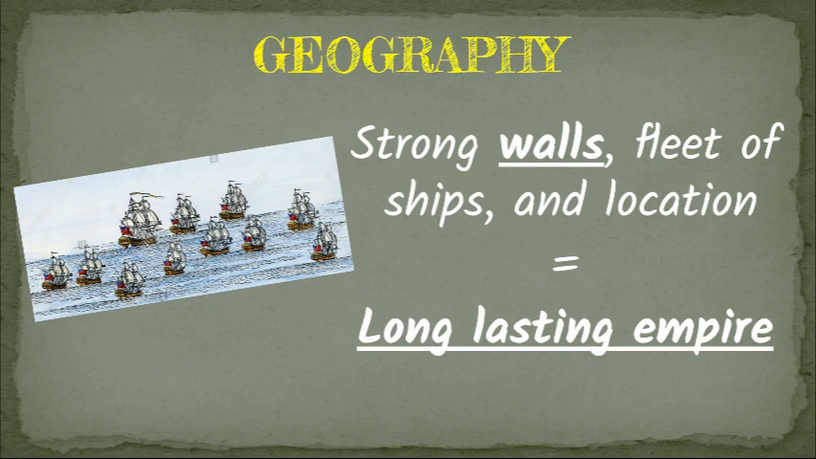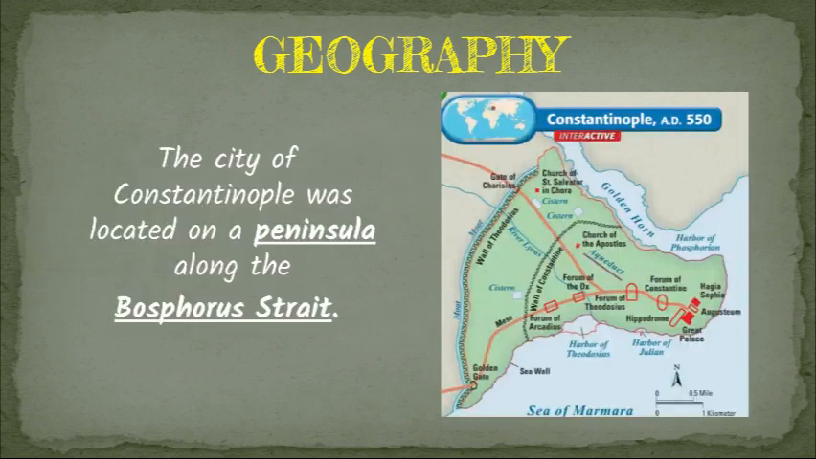So this combination of strong walls, a strong fleet of ships to protect the Bosporus Strait, and the general location being located very easily in between Europe and Asia allowed the empire to last for a very long time. The empire actually lasted for 1,000 years.